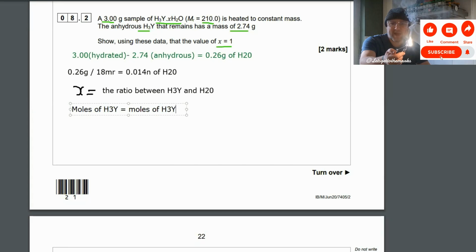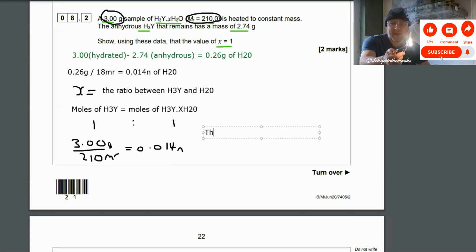So essentially, another point we can take from this is that the moles of the anhydrous substance, H3Y, are equal to the moles of the whole hydrated substance. So if I want to work out H3Y, I can just work out the moles of H3Y.XH2O because those moles are equal to each other. So I'm going to do 3 over 210 because they've been lovely enough to give me the mass and the MR. And that's going to give me the moles of 0.014. Sound familiar? That's because it's exactly the same as the moles of water.